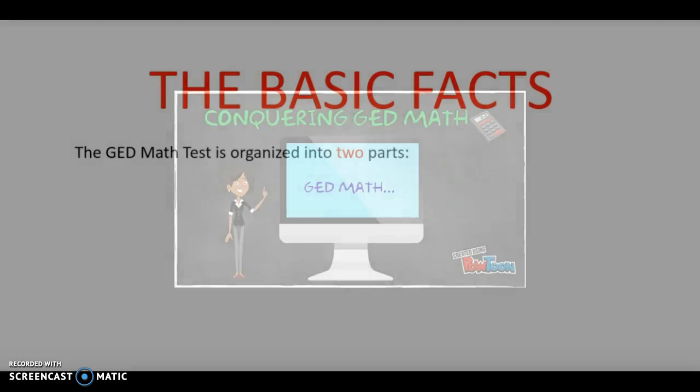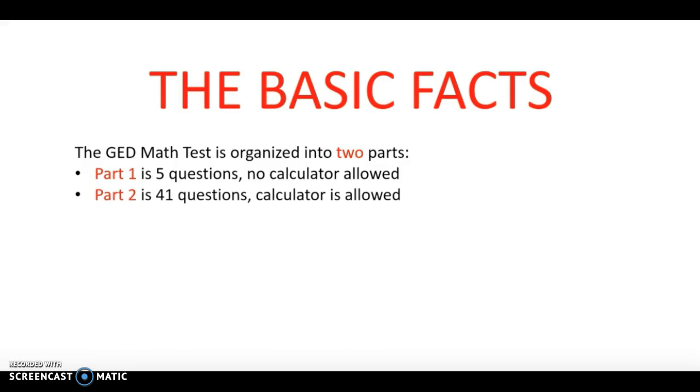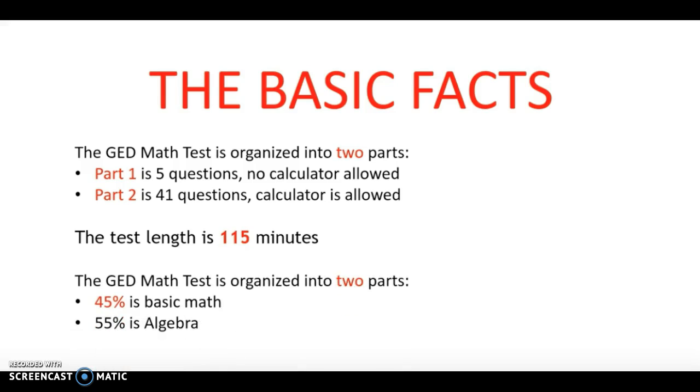Some of the basic facts of the test, just in case you don't know. The GED math test is organized into two parts. Part 1 is 5 questions, and you cannot use a calculator. Part 2 is 41 questions, and you can use a calculator. You have 115 minutes to complete these 46 questions of part 1 and part 2.